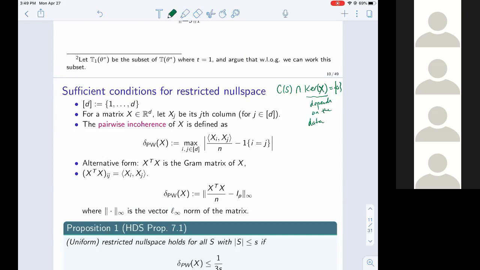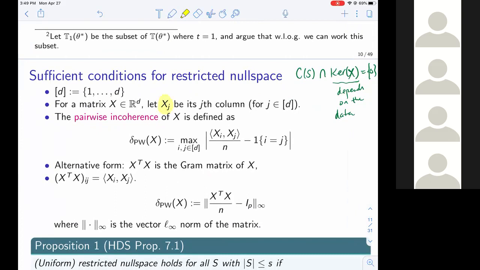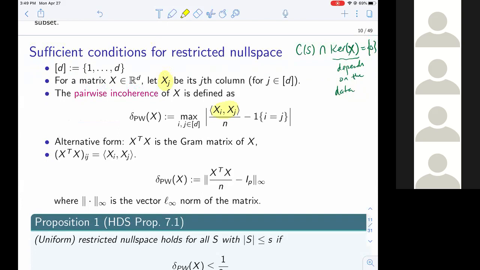So what we have here is a sufficient condition. Consider the columns, and let's call the jth column of X, Xj. I can look at the pairwise inner product of a pair of columns, and then divide it by n. The n is for normalization usually, as you'll see. X is, this is not correct, I believe this should be n by d. Okay, this is a design matrix.